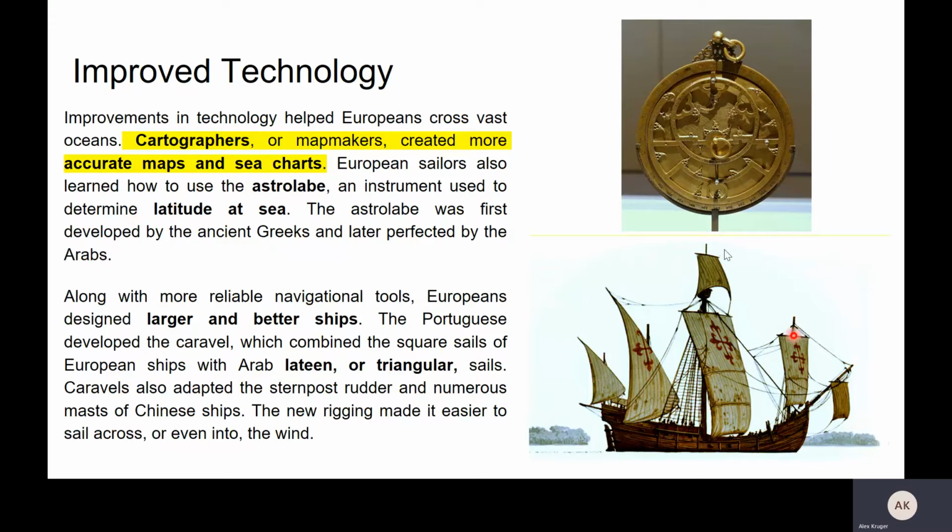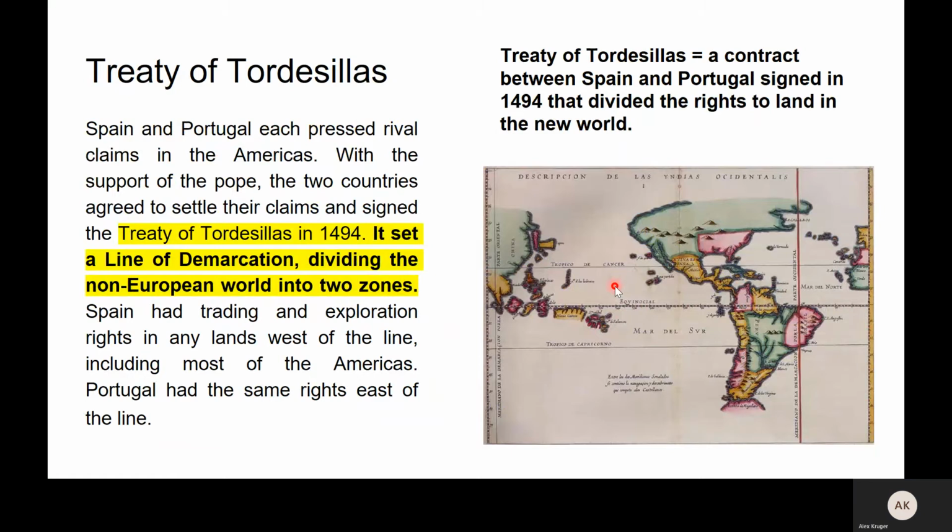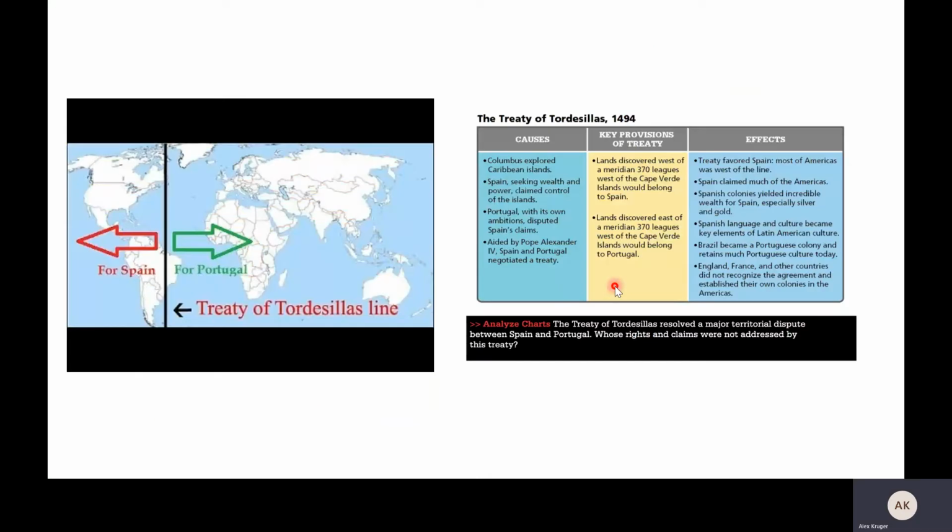They also were able to make bigger and better ships. The cool little ships that we all know and love, the Carrack with the triangle sail. Well, I guess we'll just skip that slide.